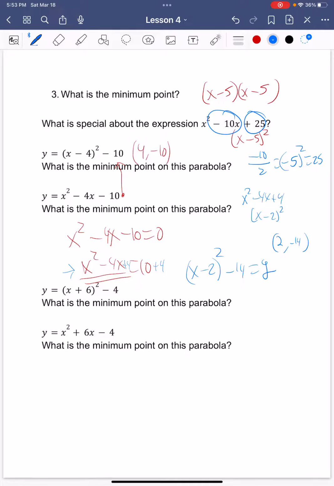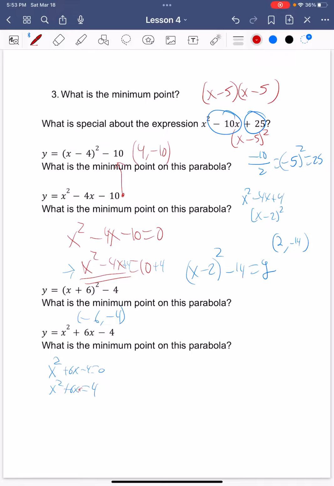What is the minimum point here? Negative 6 comma negative 4. Now, what is the minimum point on this parabola? To find it, we have to complete the square. x squared plus 6x minus 4 equals 0. Now, we have to divide the b term, the term in front of the x, by 2, then square it, and we have to add that value to both sides. So 6 divided by 2 is 3, squared is 9.